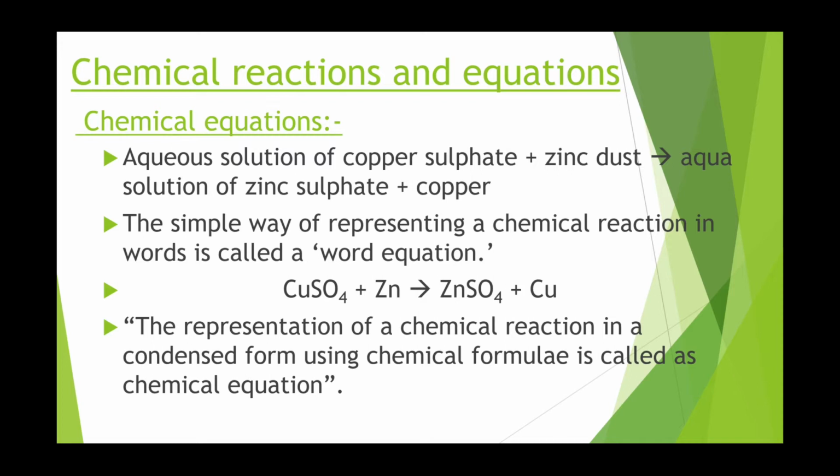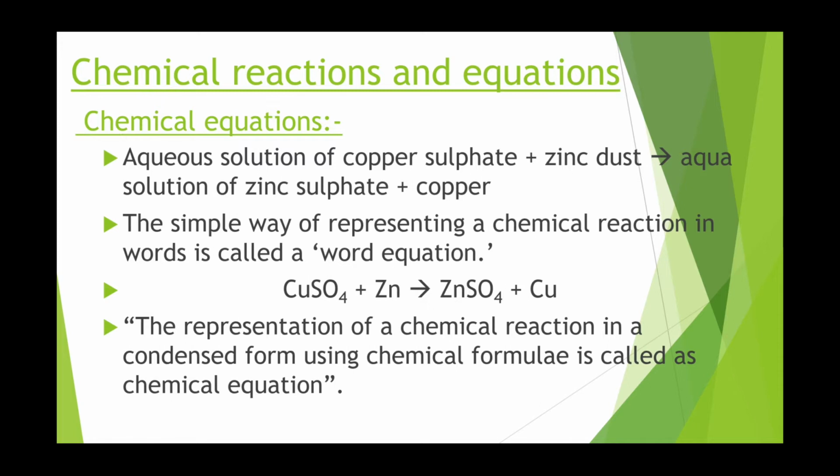Here the total activity is simply written in the form of words in condensed form. This simple way of representing a chemical reaction in words is called a word equation. This word equation can be written in a more conventional method. If instead of writing words or chemical names, we use the chemical formulas for each chemical, the equation will get more condensed.